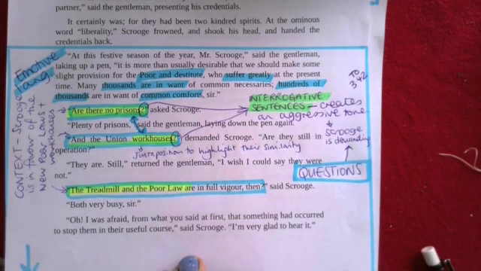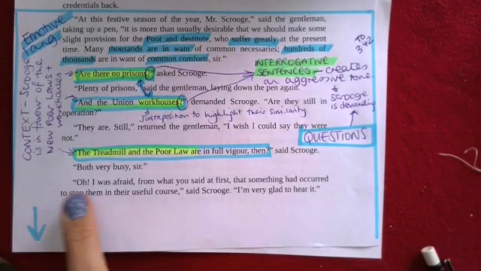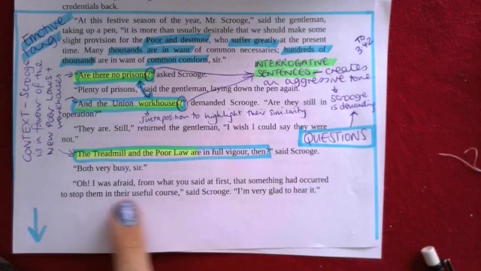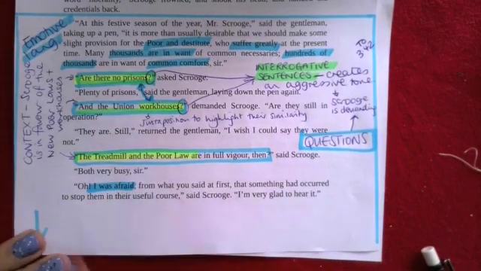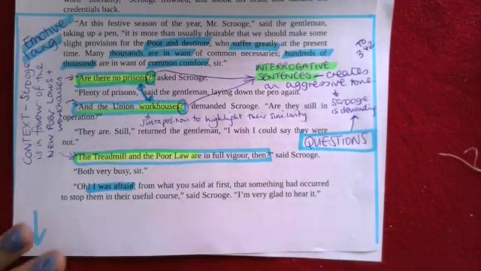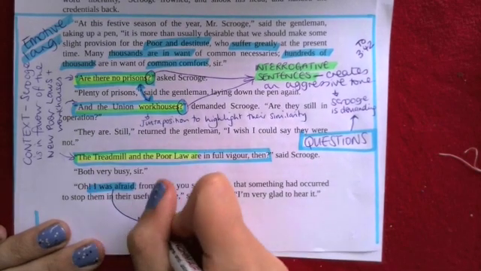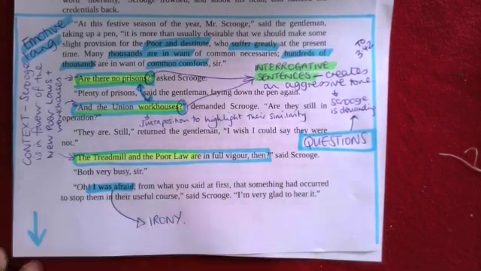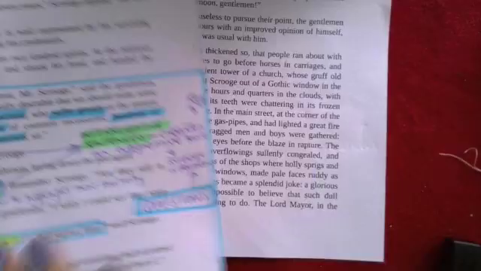Now, Scrooge here says, "I was afraid from what you'd said at first that something had occurred to stop them in their useful course." So he's afraid that those awful laws have gone wrong somehow. Of course, people are afraid of those awful laws, so that is irony. And then moving on to the second half of the extract.